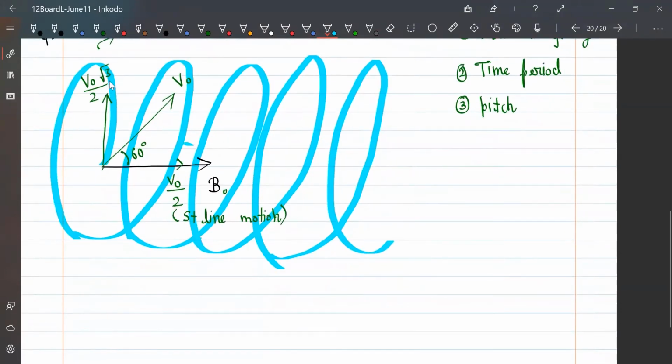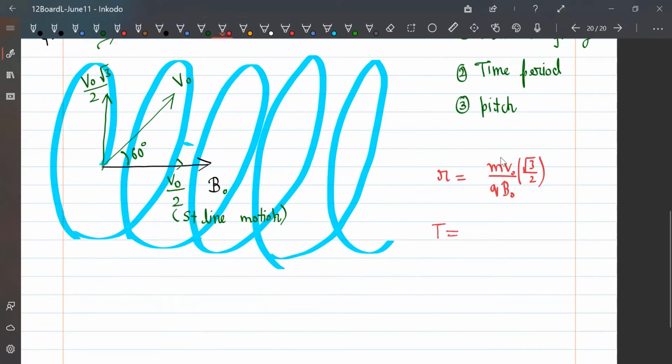So radius will depend upon this velocity which is perpendicular to the magnetic field. So I can write the radius as m v sine theta. Sine 60 is root 3 by 2, so root 3 by 2 by q B naught. Similarly, we can figure out the rest of the things.